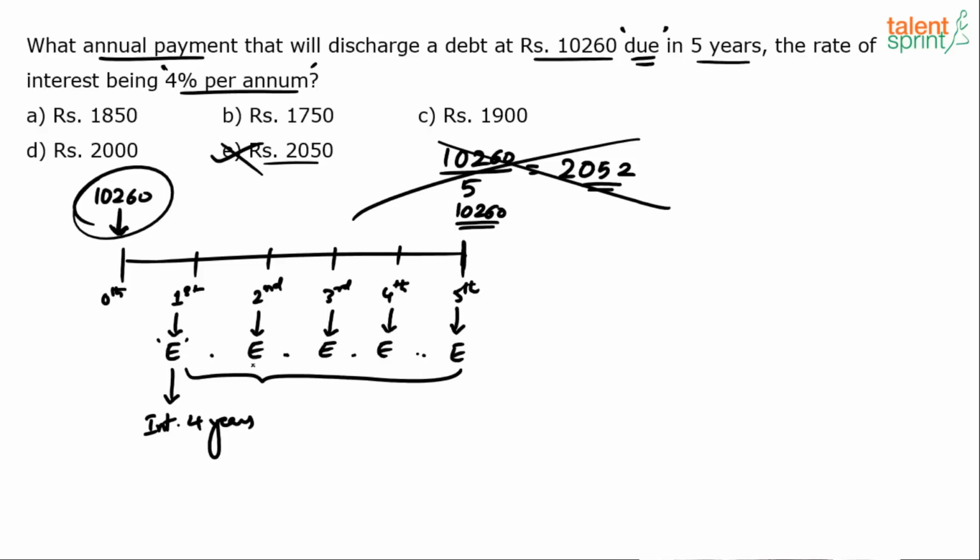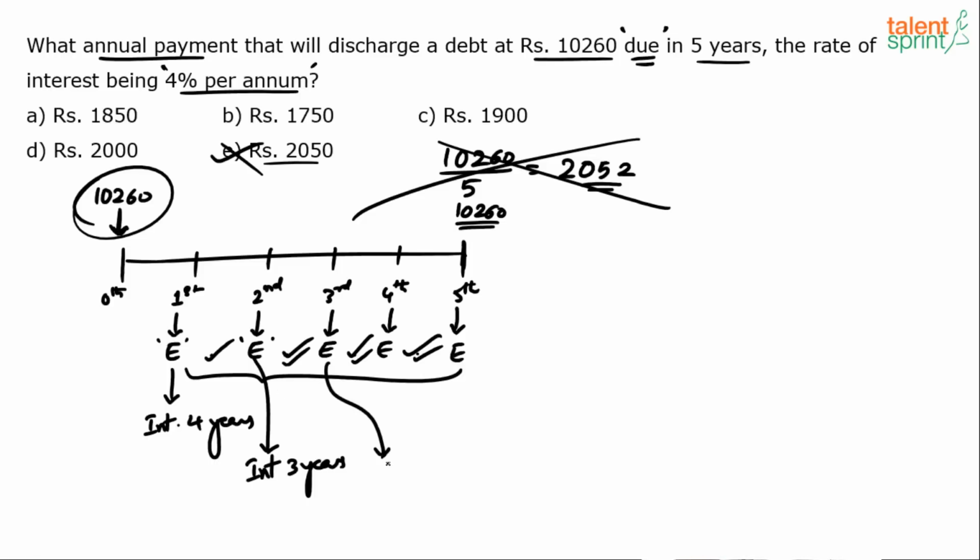Similarly, I'll give another installment at the end of the second year. But this installment will attract interest for 3 years, 1, 2, and 3. The first installment attracted interest for 4 years, and the second installment of E will attract interest for 3 years. If I keep this amount in the bank today, for the next 3 years the bank will pay me 4% per annum. So you should adjust this interest amount also in your principal amount. You can't say this is given only towards the principal. Whatever interest I acquire in 3 years should be adjusted.